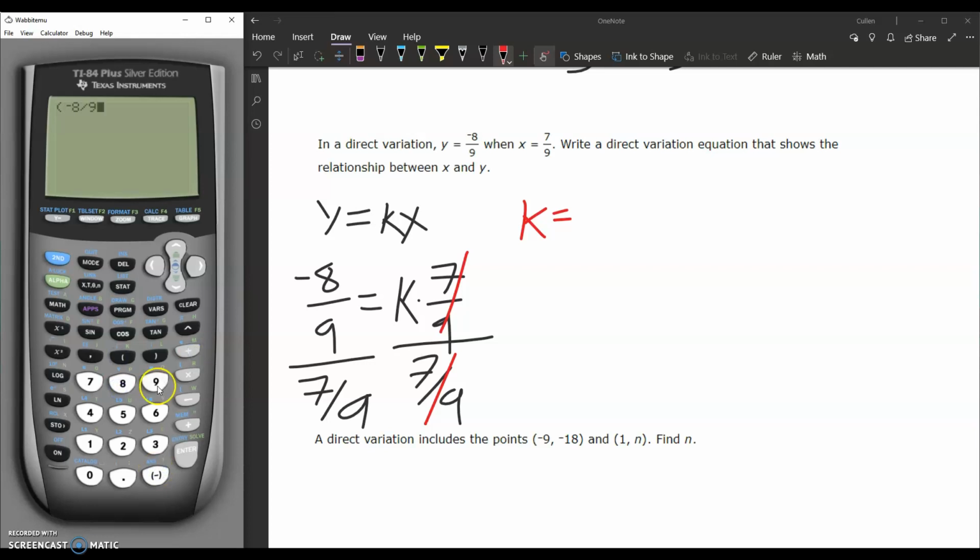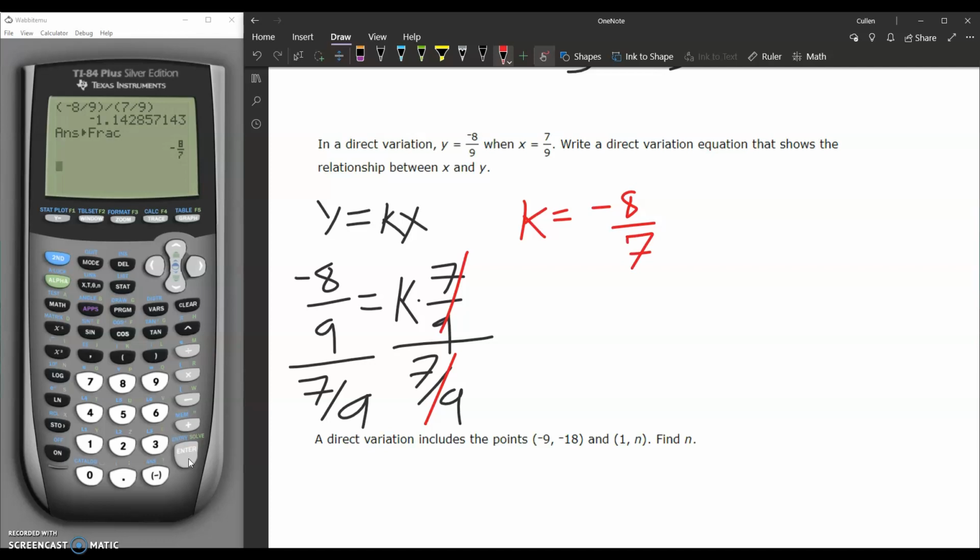And then I'm going to divide that by 7 over 9, also in parentheses. And my calculator will divide all these fractions for me. Whoop, that looks really bad. And I would suggest turning that into a fraction, negative 8 over 7. So k is negative 8 over 7.